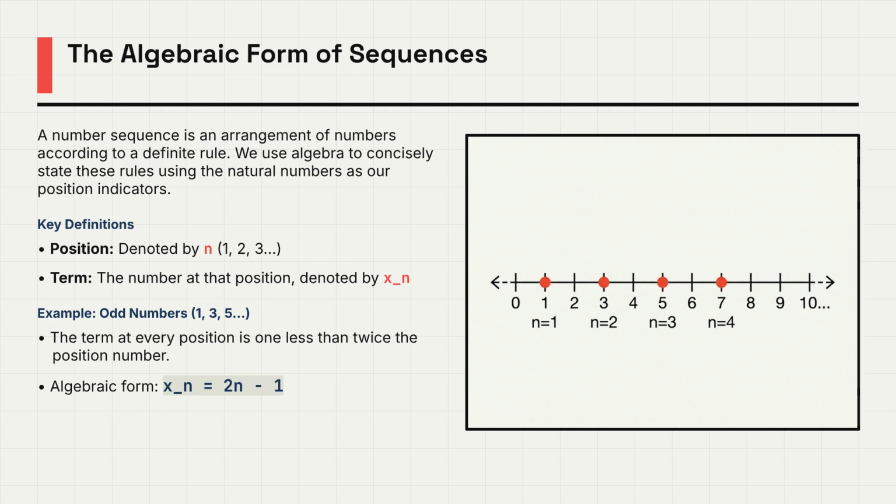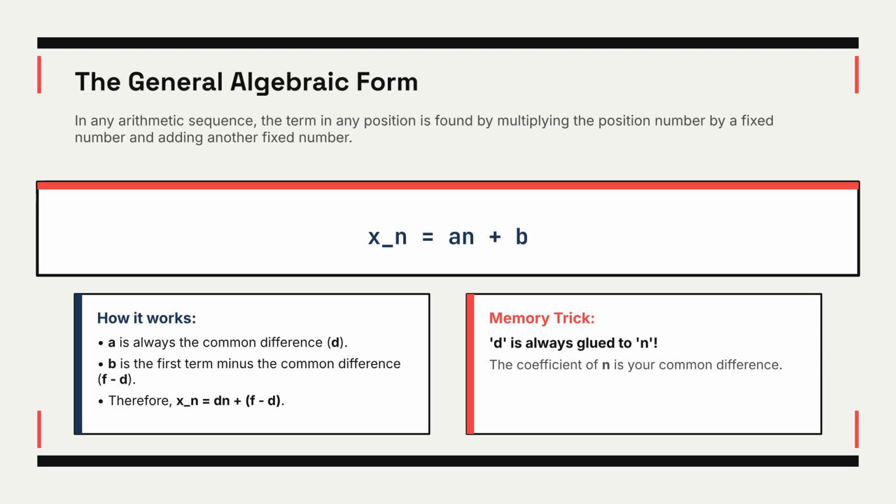An arithmetic sequence is an arrangement of numbers following a definite rule. We use algebra and natural numbers as position indicators to describe them concisely. The term at a given position is denoted as x sub n. The general algebraic form of an arithmetic sequence is x sub n equals an plus b.